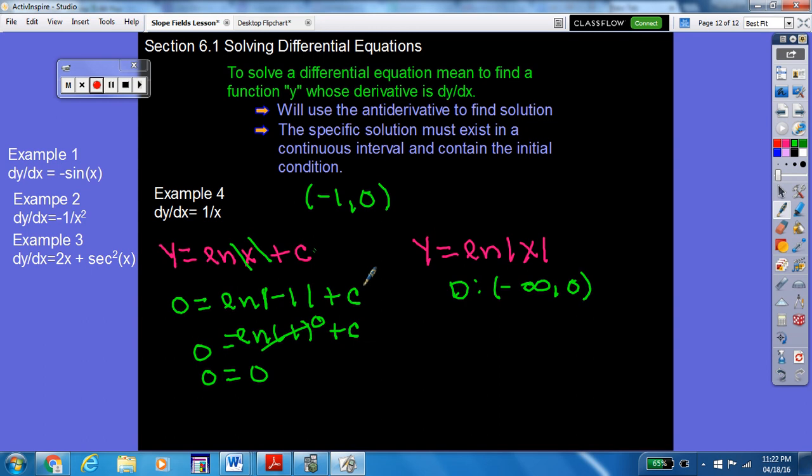Now, you didn't really have to look at the graph of these. You could just know, hey, my discontinuity is at 0. Okay, my discontinuity is at 0. You can see that from the differential equation. And I'm going to pick the side that has the initial condition, which would be negative infinity to 0. And that's pretty much it.